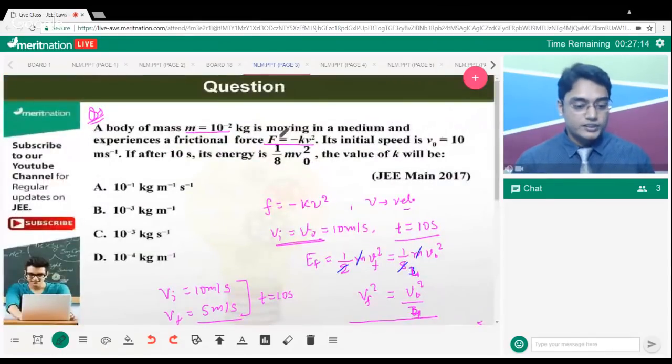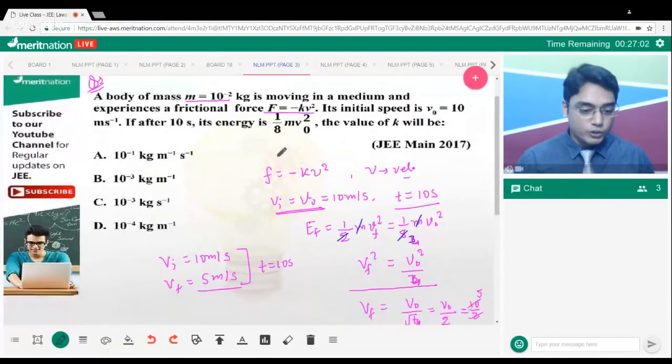See this. This is the given expression, F is equal to minus kv square, right? So we have to obtain k. This situation is given. So we have to solve accordingly. Is it clear? Right. So let's see how to proceed.